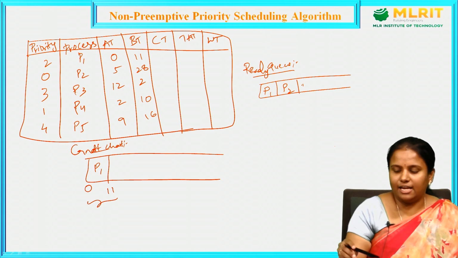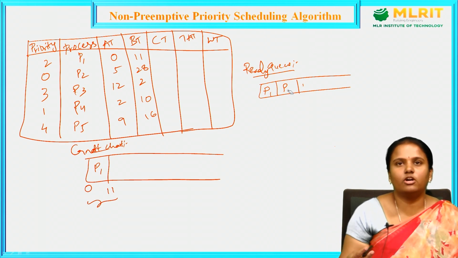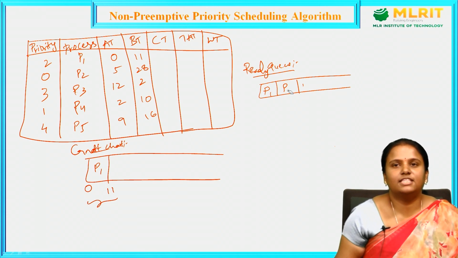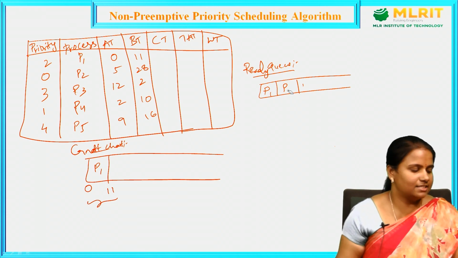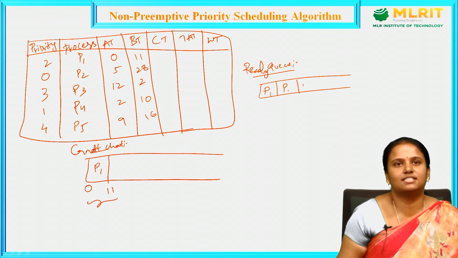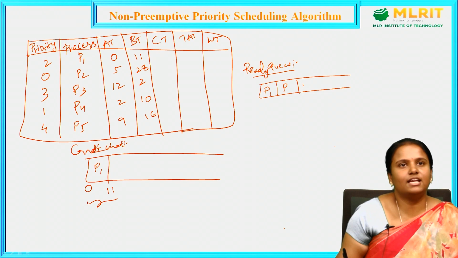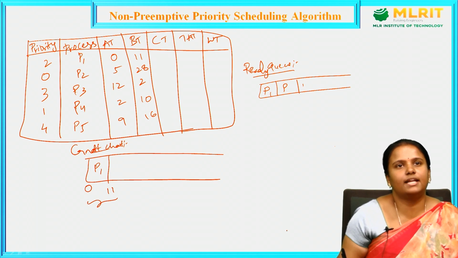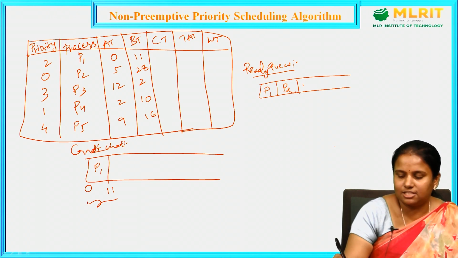So now again you may get a doubt. How are we going to compare with the priority? The process which has low priority number gets the CPU first for execution. Which has the least priority? P2, P3 and P5 are ready. Which has low priority? P2 has low priority, because it has 0 priority. So P2 is executed first.